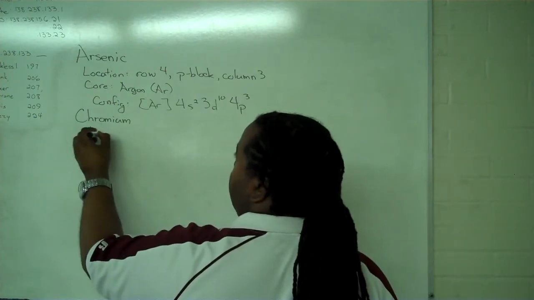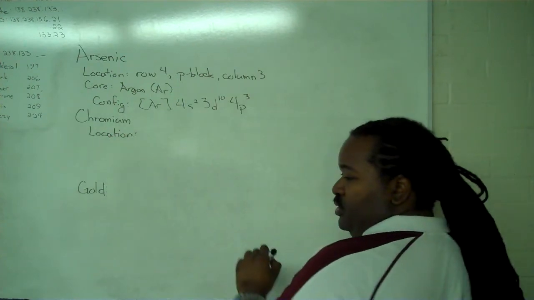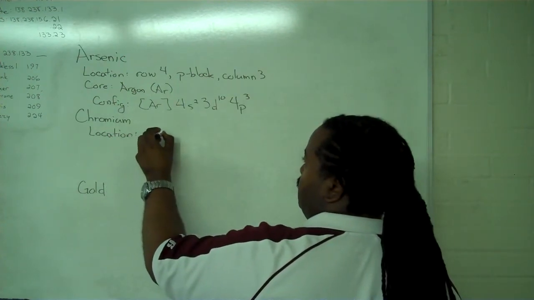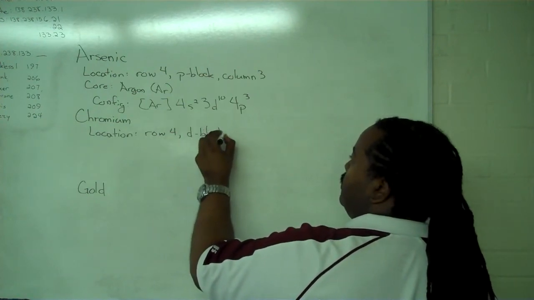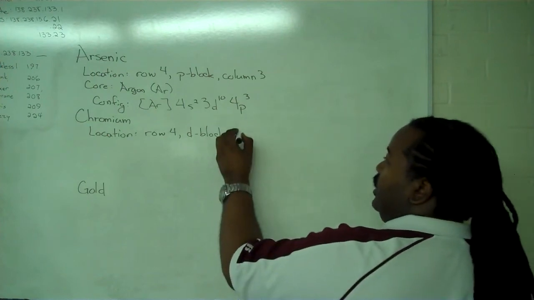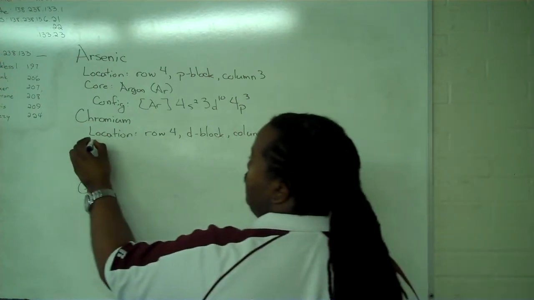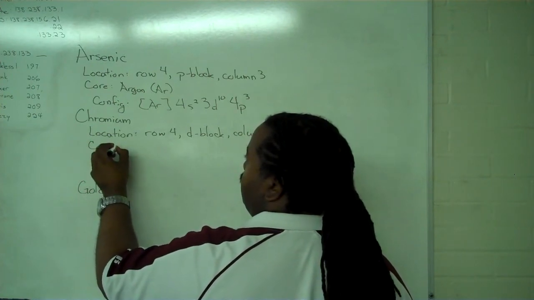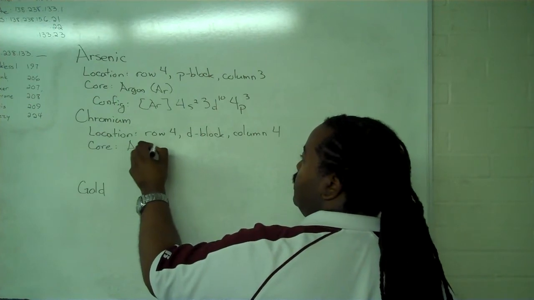Up next is chromium. And its location is in the 4th row. So that's row 4. It's in the D block. And it's in column 4. We go looking for a noble gas core. It also is argon.